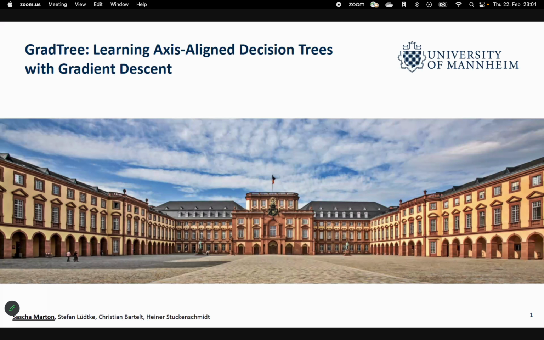Today I will talk about our paper GradTree, Learning Axis-Aligned Decision Trees with Gradient Descent. My name is Sascha Marton. I'm from the University of Mannheim, and this is joint work with Stefan Lüttke, Christian Bartelt, and Heiner Stuckenschmidt.